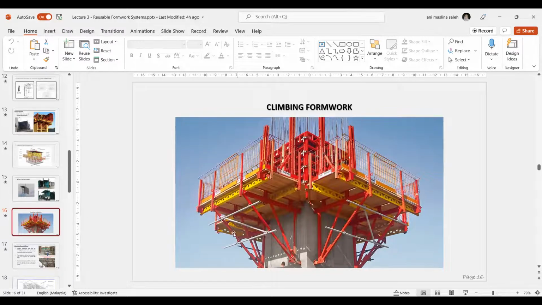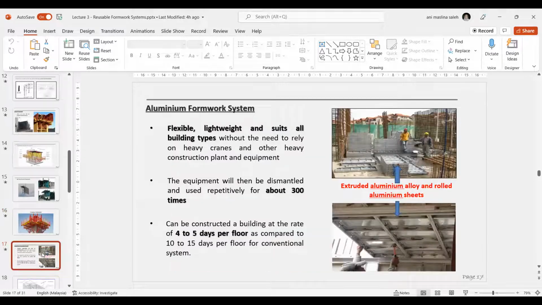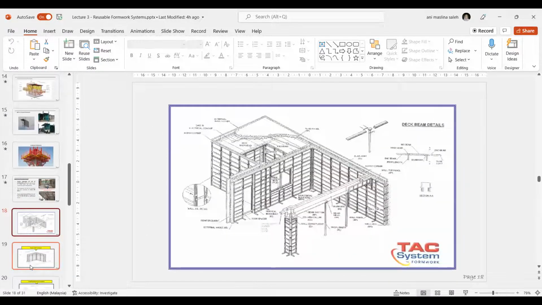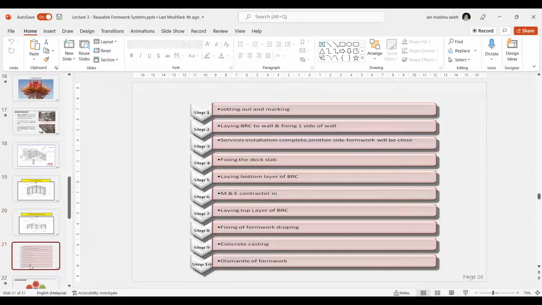So yang dekat menara TRX tu, they use that. They use this kind of system. Okay, so now the next one tadi saya mention another types of formwork is aluminium. Okay, if compare the steel formwork dengan aluminium formwork much more lighter, much more lighter. Okay, so these are the details.